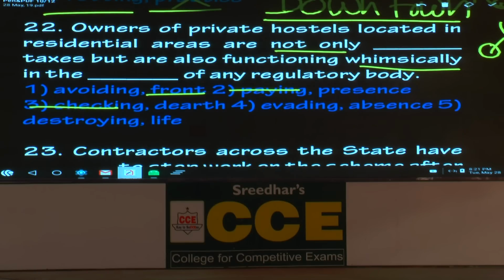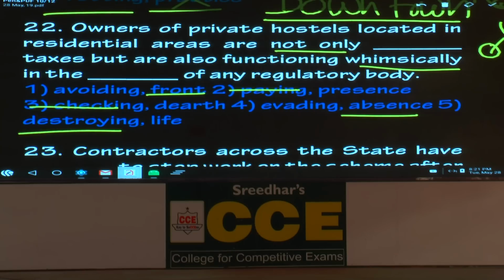Not only evading, evade, you got the word this morning, means what? Avoid, hold that one. Not only avoiding, but are also functioning whimsically in the absence of any regulatory body. Perfect word. In the absence of what? Any regulatory body. Now destroying, not correct.